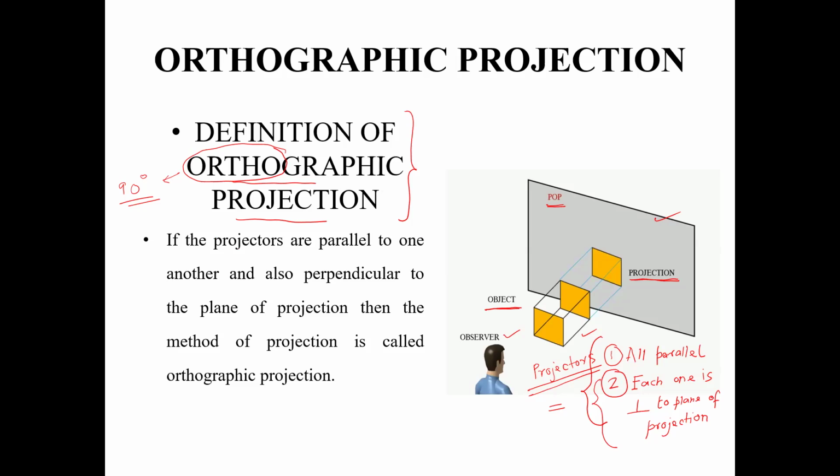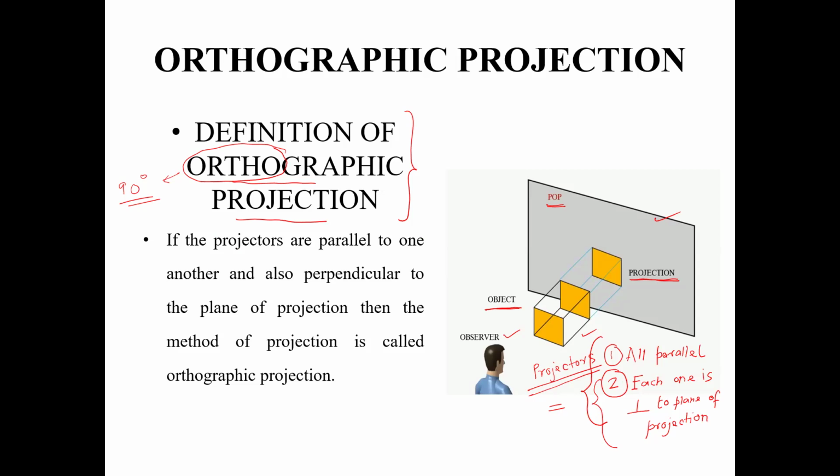And in order to make the projectors parallel, we have to shift the observer to a location which is at a theoretically infinite distance from the object. So the station point or center of projection, which is nothing but the location of the observer, in the case of orthographic projection, is at a theoretically infinite distance from the object.